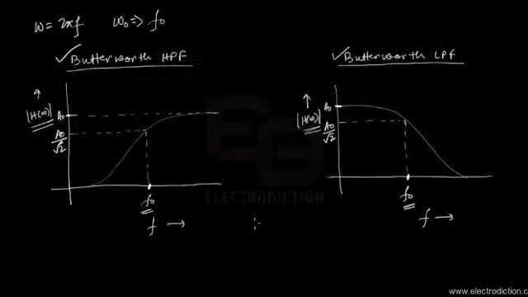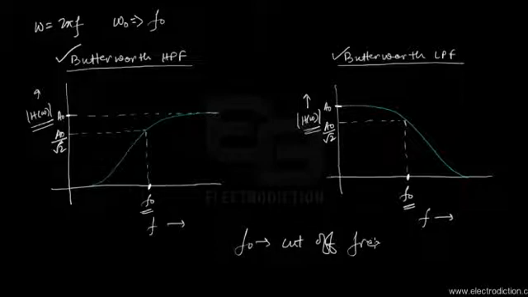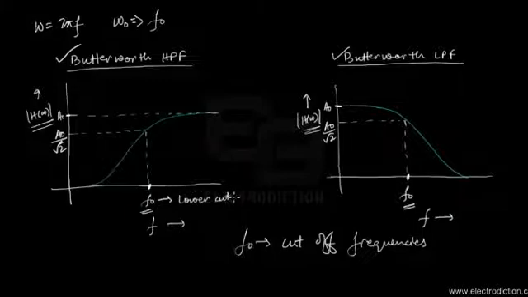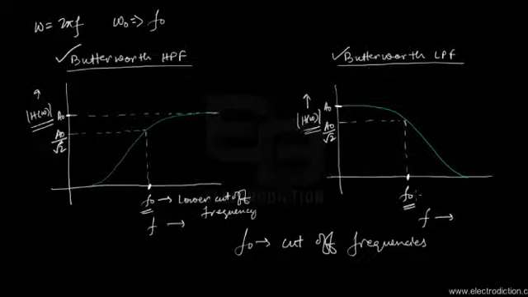Now these frequencies, the F0, are of course the cutoff frequencies. For a Butterworth high pass filter, the F0 is going to serve as the lower cutoff frequency. All right. While for a Butterworth low pass filter, this is going to serve as the upper cutoff frequency.